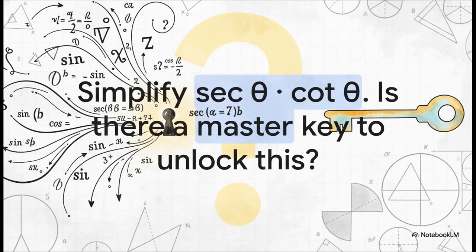Take a look at this on your screen, secant theta times cotangent theta. Yeah, it looks like a bit of a jumble, right? It seems like you need a whole bunch of different rules rattling around in your head to solve it. But here's the cool part. A single, really elegant strategy can just cut right through all that noise and solve problems just like this one.